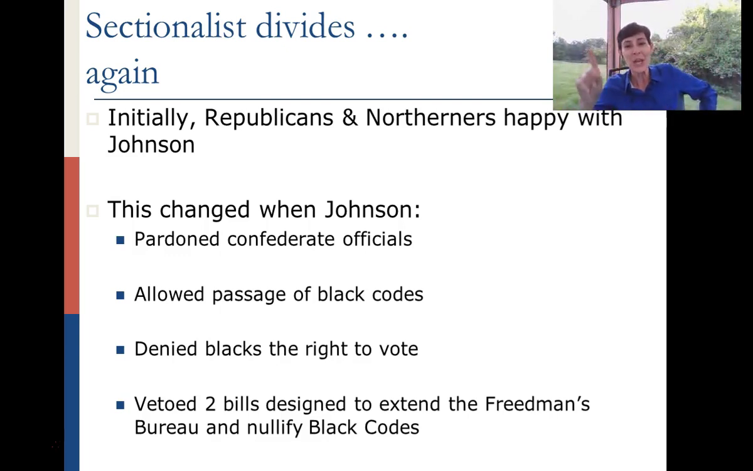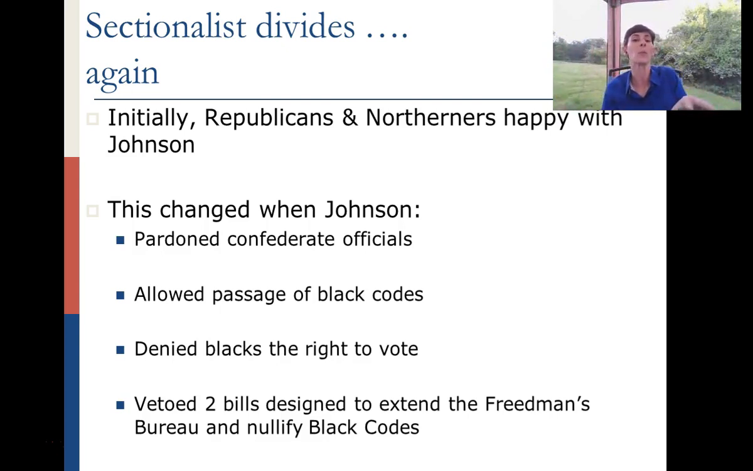But this changed massively when Johnson did all of these things right here. So the ones that bowed down to him, he pardoned those Confederate officials. Then he allowed the passage of the Black Codes, which was basically another version of slavery, if not in actual name, certainly in the same spirit as slavery. He denied blacks the right to vote straight up, and he vetoed 2 bills that were designed to extend the Freedmen's Bureau and to nullify the Black Codes.